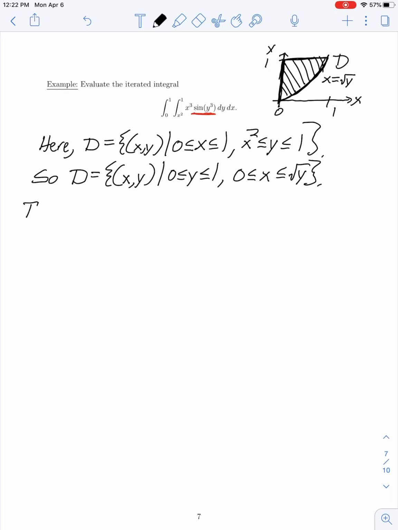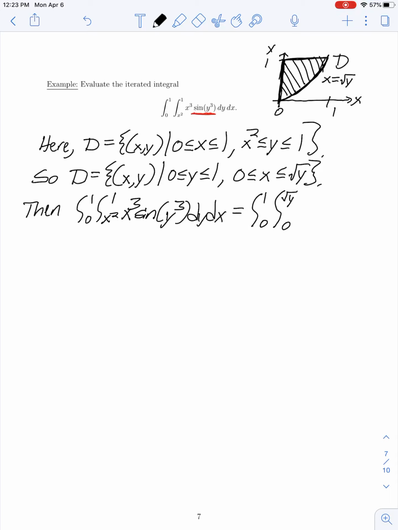So to evaluate our iterated integral that we were given in the order dy dx, we would reverse our order of integration, and we would be integrating for the outer integral with respect to y on the interval 0 to 1, and for our inner integral with respect to x from 0 to square root of y. Here our function is x cubed sine of y cubed dx dy.